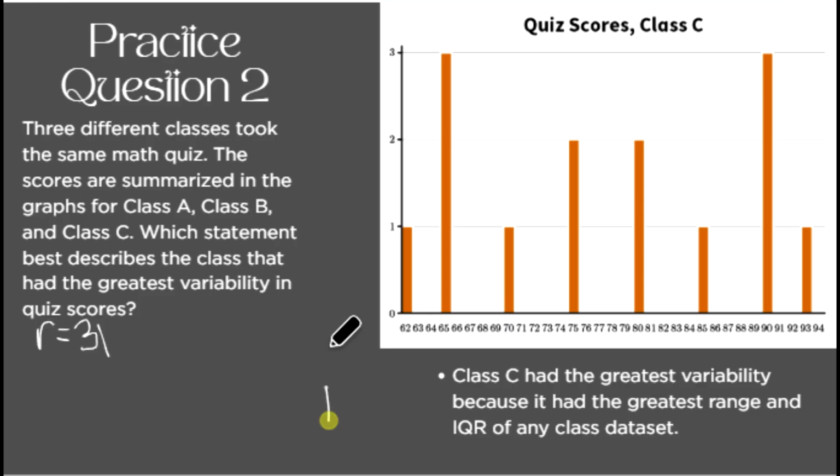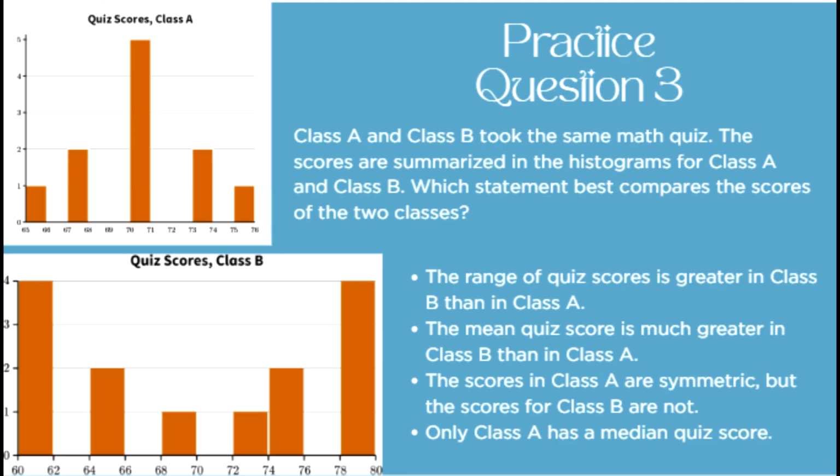So this one is going to be the correct answer, Class C. All right. This is practice question number 3. Class A and Class B took the same math quiz. The scores are summarized in the histograms for Class A and Class B. Which statement best compares the scores of the two classes?